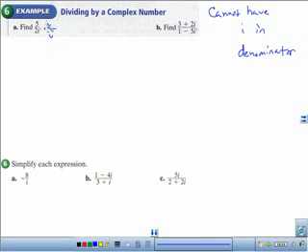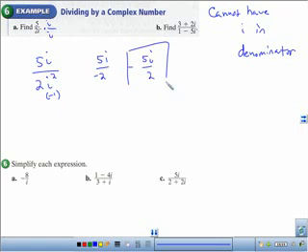Why do we do that? So we get 5i on top, but look what happens on the bottom. 2 times i times i gives you 2i squared, and we know i squared is negative 1. So basically we're going to get 5i over 2 times negative 1, which is negative 2. Alright, so basically our answer will be negative 5i over 2. And that will be our answer.